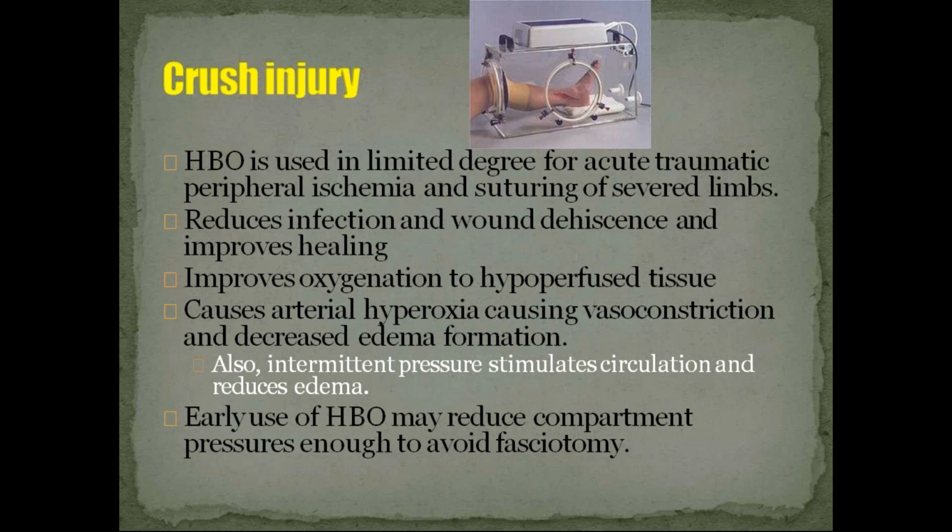Coming to crush injury, hyperbaric oxygen therapy is used to a limited degree for acute traumatic peripheral ischemia and suturing of severed limbs. This reduces infection and wound adhesions and improves healing, improves oxygenation to hypoperfused tissue, and causes arterial hyperoxia, causing vasoconstriction and decreased edema formation. Also, intermittent pressure stimulates circulation and reduces edema. Early use of hyperbaric oxygen may reduce compartment pressures enough to avoid fasciotomies.